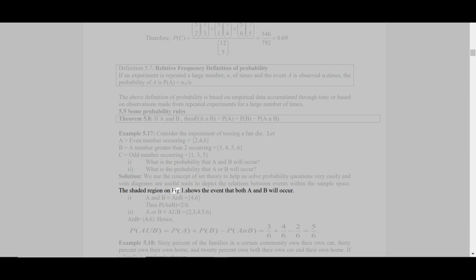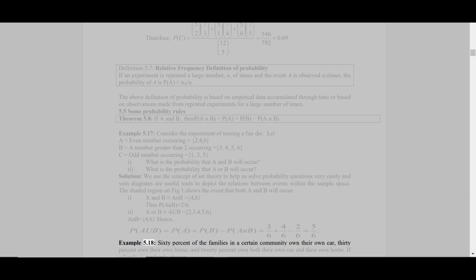The shaded region on Fig 1 shows the event that both A and B will occur. A and B equals {4, 6}, thus P(A and B) equals 2/6. 2. A or B, A U B, equals {2, 3, 4, 5, 6}, and A and B equals {4, 6}. Hence P(A U B) = P(A) + P(B) - P(A and B) = 3/6 + 4/6 - 2/6 = 5/6.